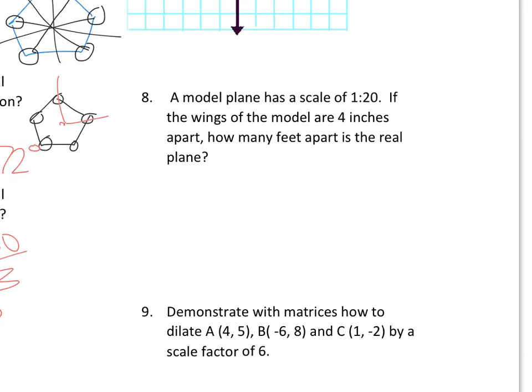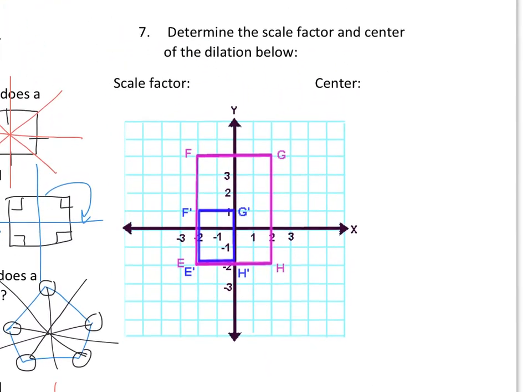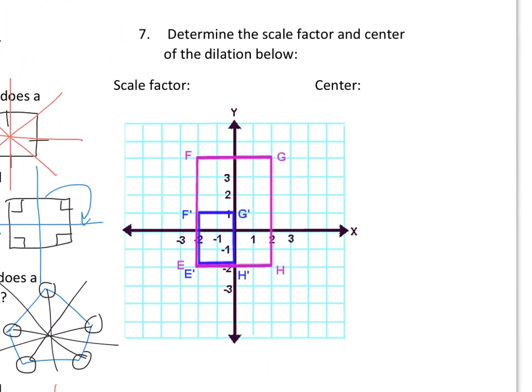Okay, number 7. Determine the scale factor and center. So the center is, you start at the same point, E and E, and I connect E to E prime. And then I connect F to F prime and make a line. Then I connect G to G prime and make a line. Then I connect H to H prime and make a line. So where they all come together is a center. So the center is at -2, -2.